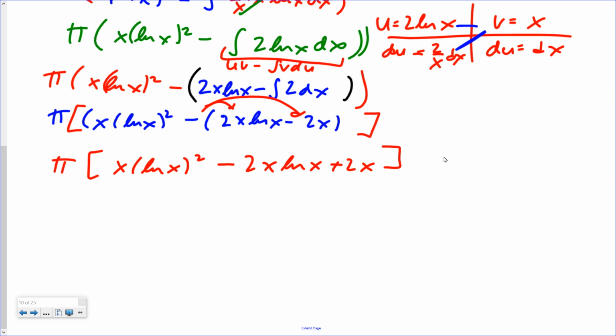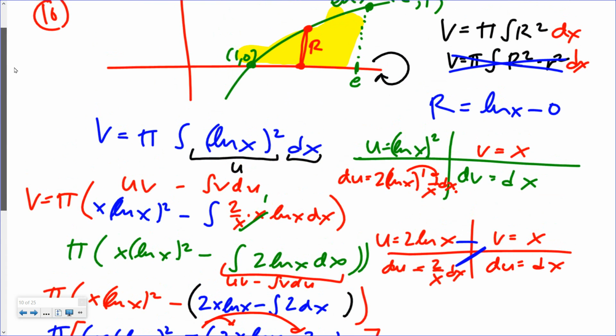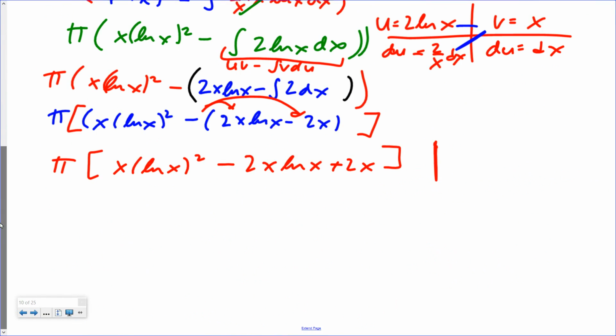Okay. But I have limits on this problem. Really it's a plus c, right? Because I took the integral. But what are the limits going to go from? What x value to what x value? From 1 to e, okay? So let's come back down. So first I plug in the e, then I plug in the 1, then I slap a minus sign between. You guys agree with that? Okay, so let's do it.